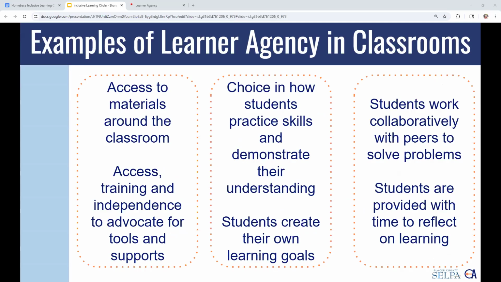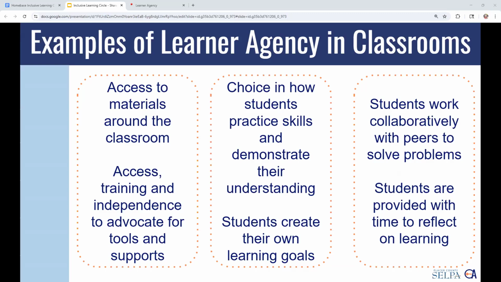So I want to share just some general examples of what learner agency can look like in classrooms. And then I will go into some specifics that one of our showcase sites is really doing to help their students feel empowered and have agency over their learning.